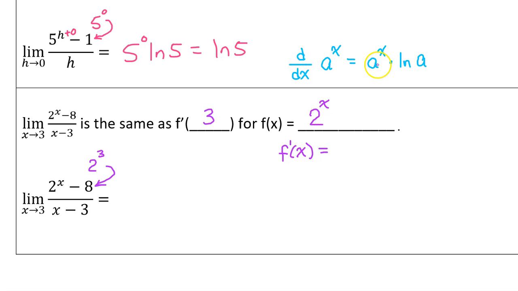Using the memorized derivative of a to the x power, the derivative of 2 to the x power is 2 to the x power times the natural log of 2. So f prime at 3 will be 2 to the 3rd power times natural log of 2. 2 to the third power is 8. So this can be written as 8 times the natural log of 2. You can write your answer in either form.